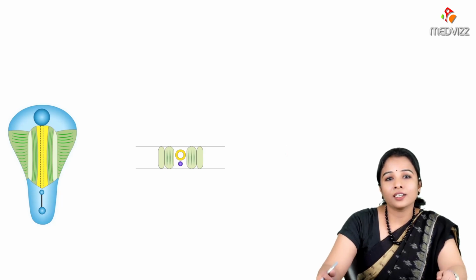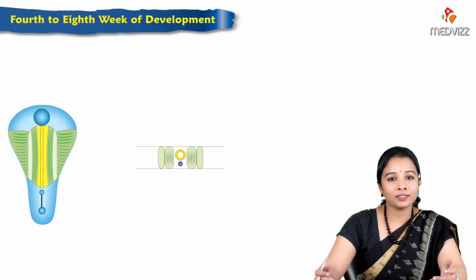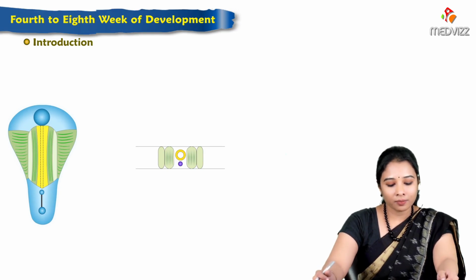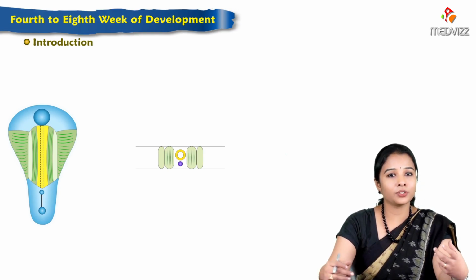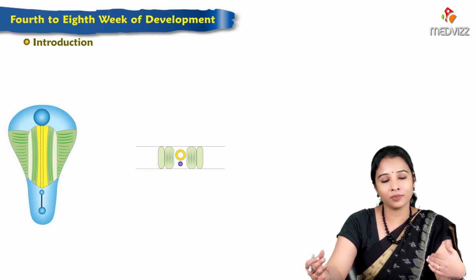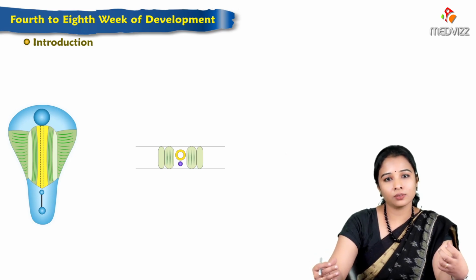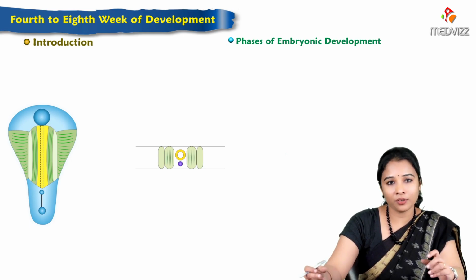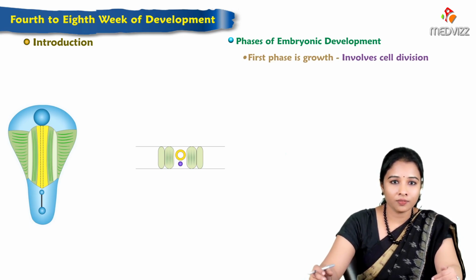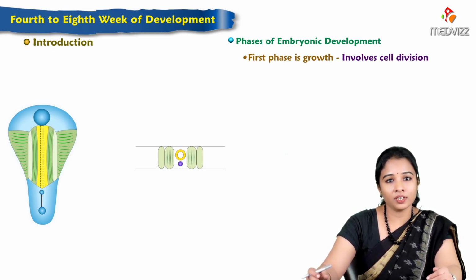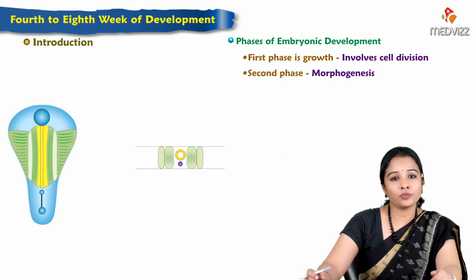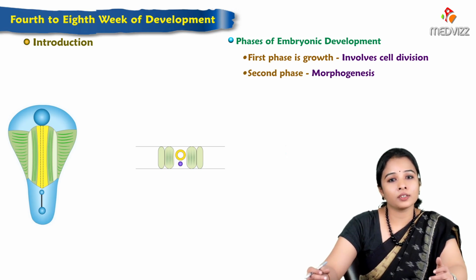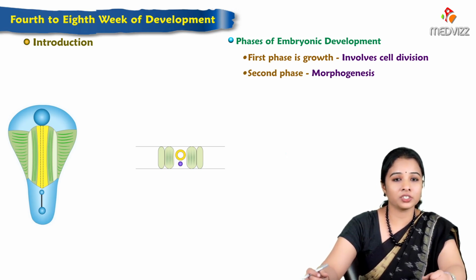So dear students, continuing with the development, that is embryology classes. Previously we have seen the development during first week, second week, third week. So if you just go with a little revision, the phases of embryonic development we saw: first phase is growth, which involves cell division, and second phase is the morphogenesis, where we learnt about the gastrulation.